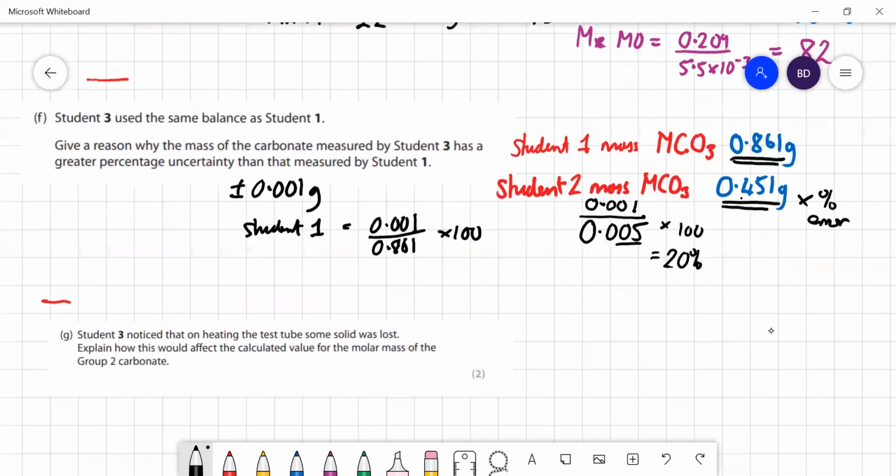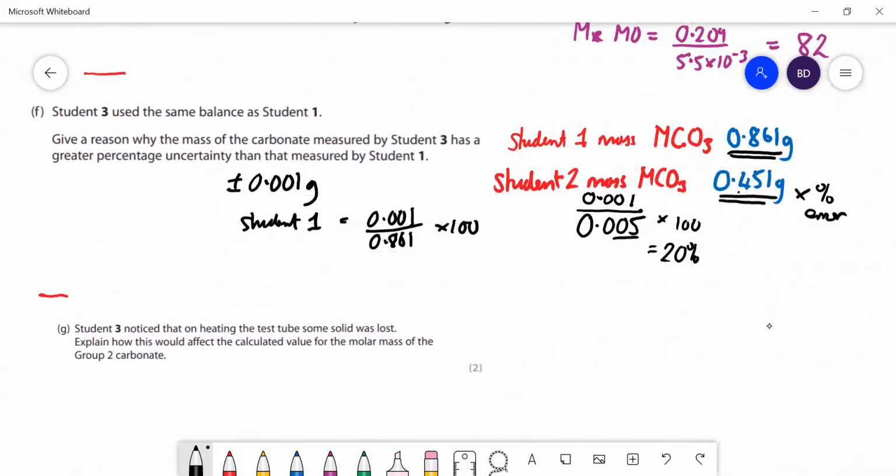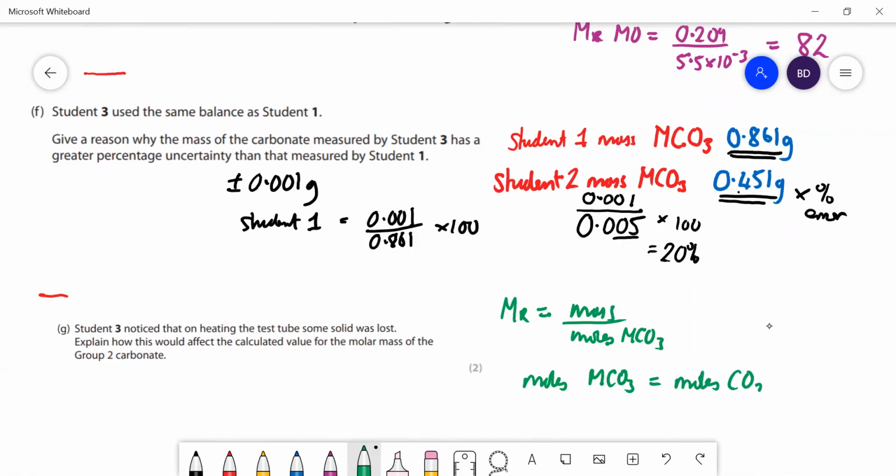Okay, now student 3 noticed that on heating the test tube, some solid was lost. Explain how this would affect the calculated value for the molar mass of the group 2 carbonate. Okay, so what we're going to say is we said there that MR is equal to mass over the moles of the carbonate. The moles of the carbonate we're going to use there is equal to the moles of CO2. And 1 mole of carbonate gives 1 mole of CO2.